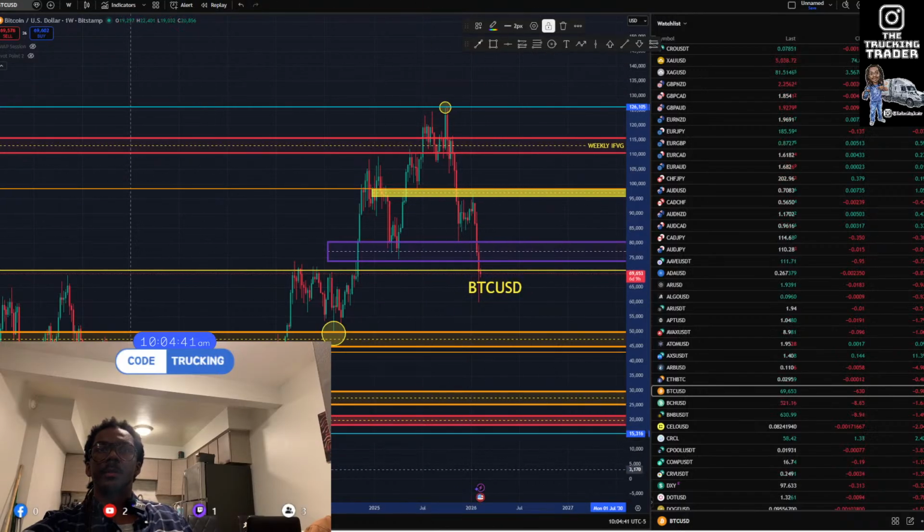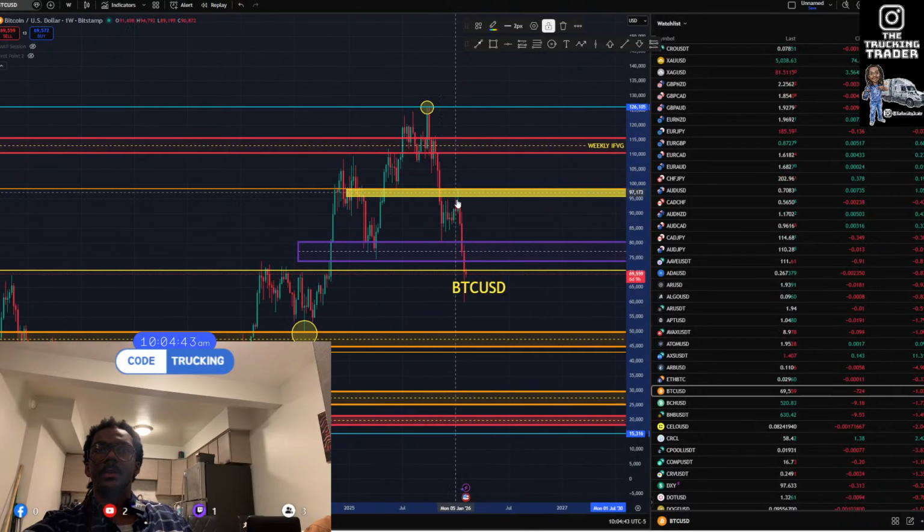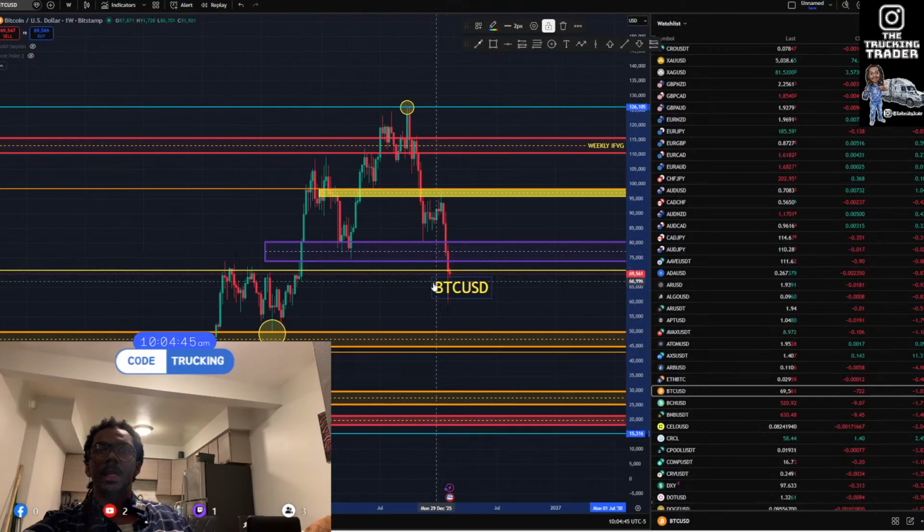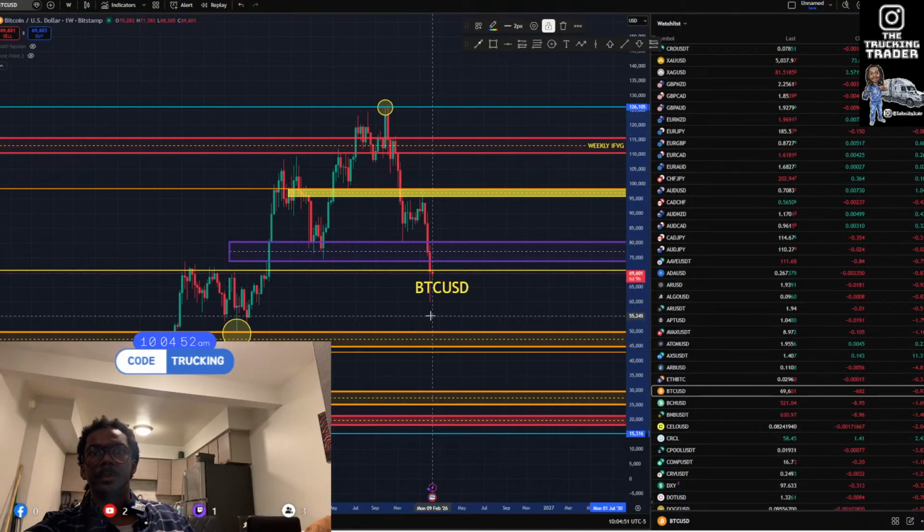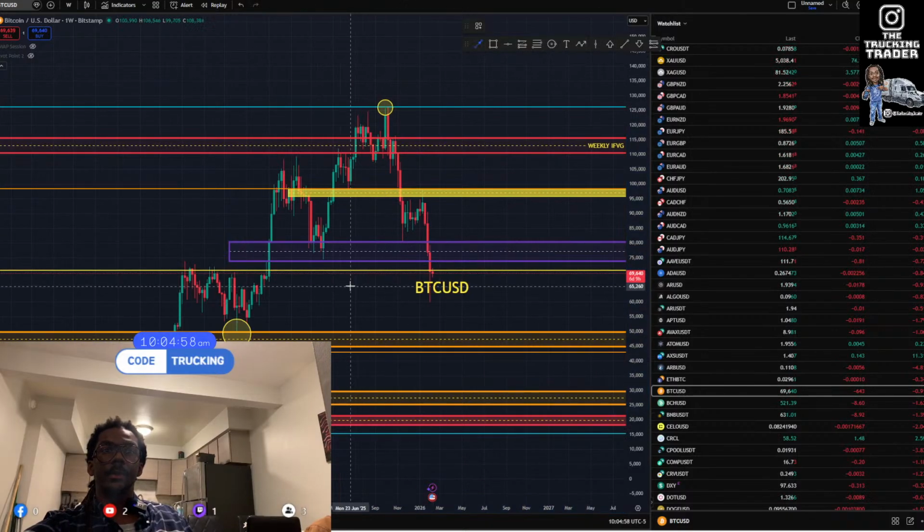Right, so we are coming into a discount zone on this weekly time frame. So now the question is, how far into this discount zone are we going to dig into? You guys already know, based on what I still have on my chart. I'm looking at this liquidity right there.